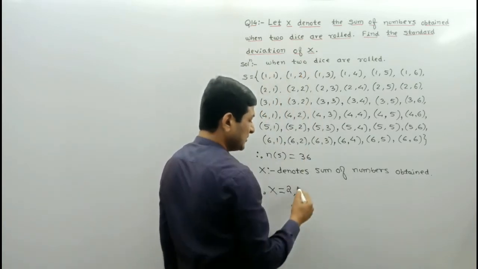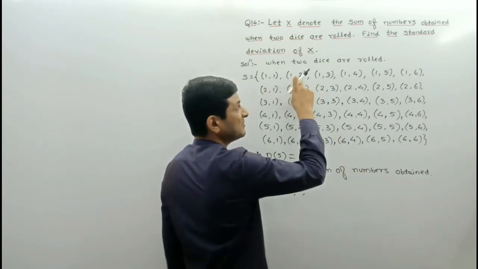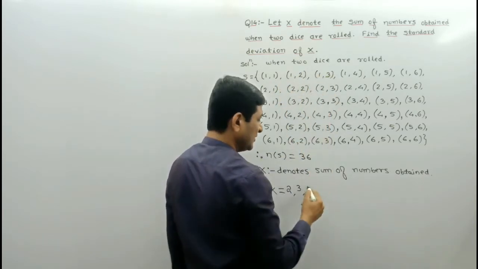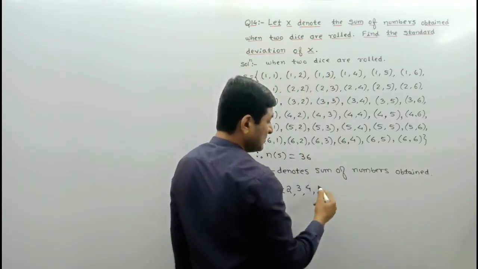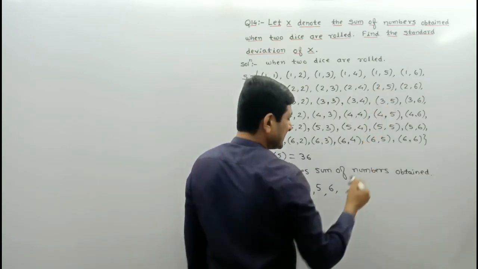Here what is the sum? 1 + 2 is equal to 3, because x denotes what? Sum of number obtained, and here which numbers are obtained? 1 and 2, so their sum will be equal to 3. Here sum will be equal to 4. Again observe, 1 + 4 is 5, then what? 1 + 5 is 6, 1 + 6 is 7.